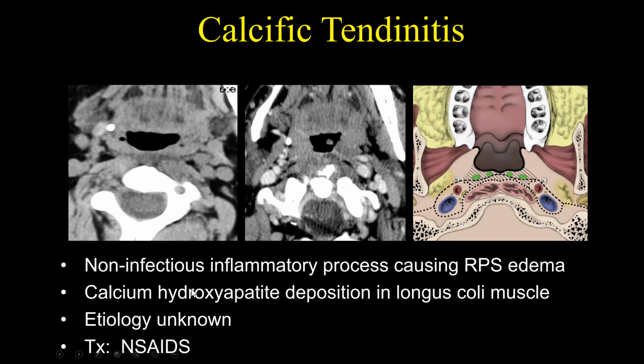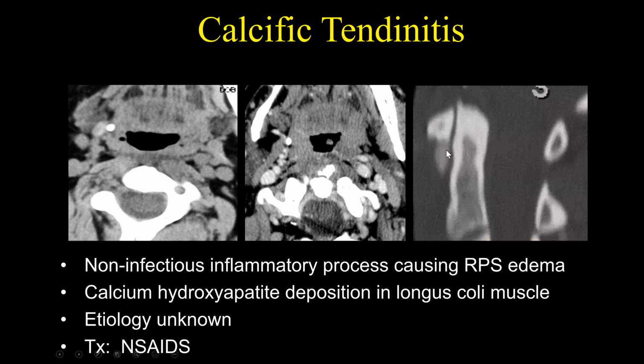Calcific tendinitis is a non-infectious inflammatory process that results in retropharyngeal space edema. It's typically due to calcium hydroxyapatite deposition in the longus colli muscle. So I kind of refer to this as gout of the neck. The etiology is unknown, and it's typically treated just with non-steroidals.